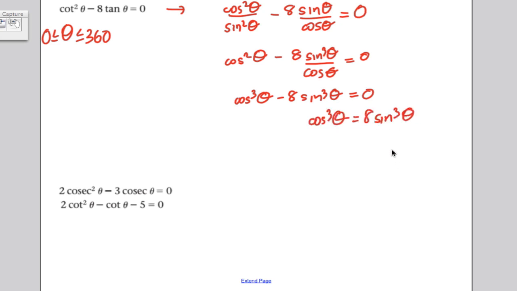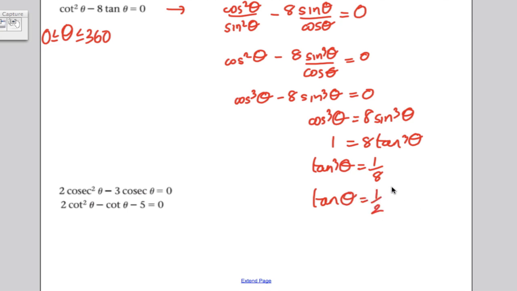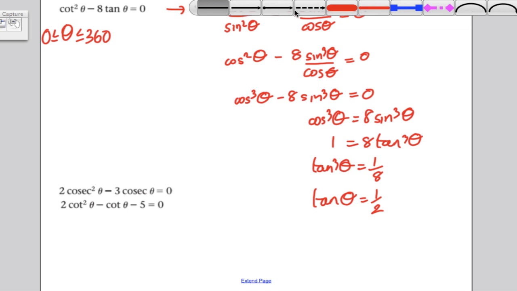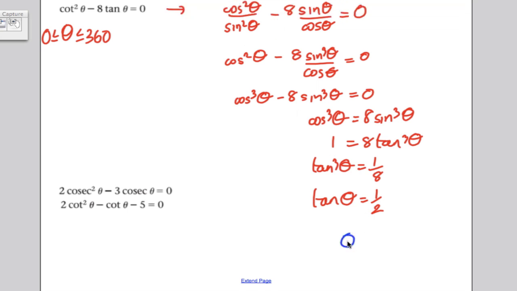Then I'd add 8 sine cubed theta to both sides, so I'd get cos cubed theta equals 8 sine cubed theta. And then I might divide both sides by cos cubed theta, so I get 1 is 8 tan cubed theta, and rearranging I get tan cubed theta is equal to 1 over 8. So therefore tan theta, taking the cube root, is a half. And then I would work out all the values of tan theta which are a half. So I would firstly work out the principal value. Theta is therefore the inverse tan of a half, and I'd see what value that gets me. So the inverse tan of a half, when my calculator's in degrees mode, is 26.6 degrees.